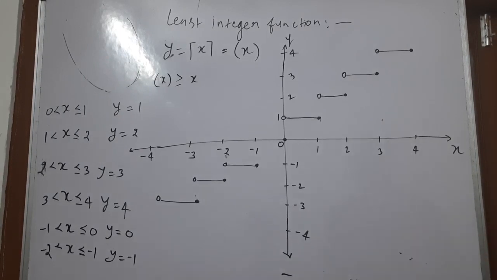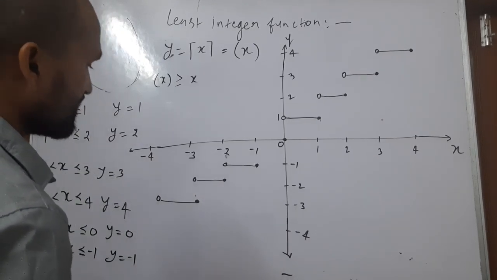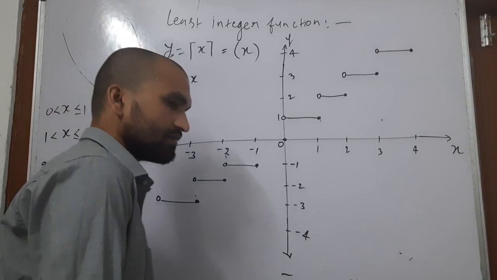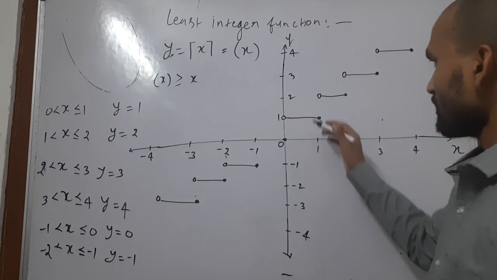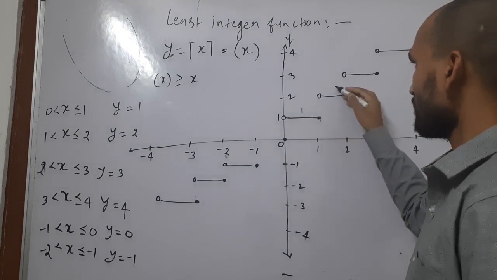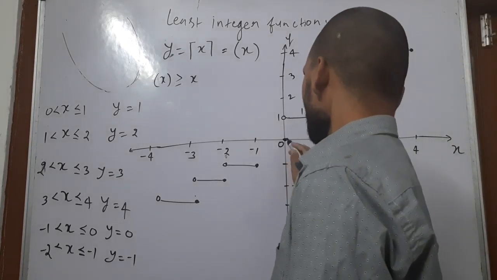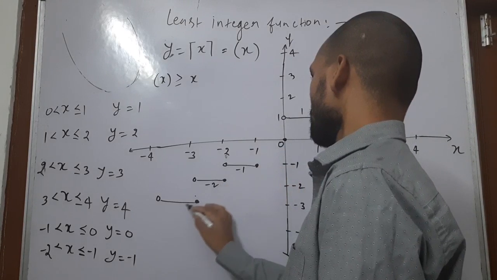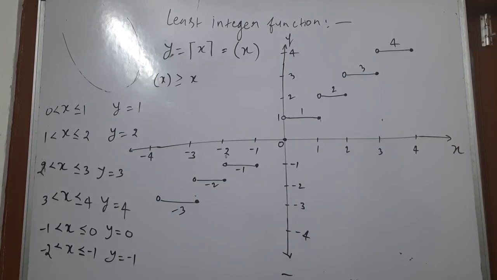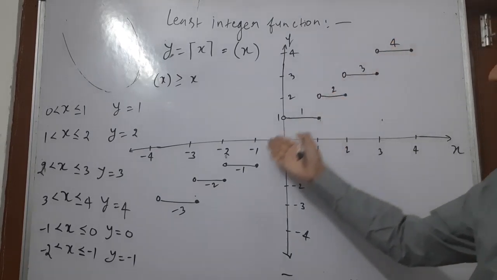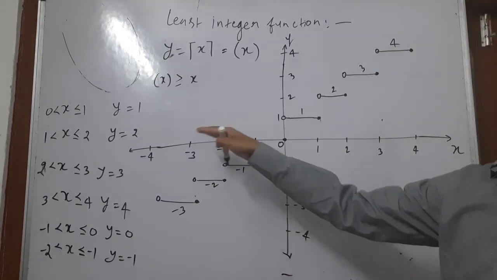This is the graph of the least integer function. According to the graph, we should decide what the domain and range are. Here we should mention the values: it is 1, 2, 3, 4, and now here it is 0, -1, -2 and -3. So we can observe that the range is integer values and the domain is all real values.